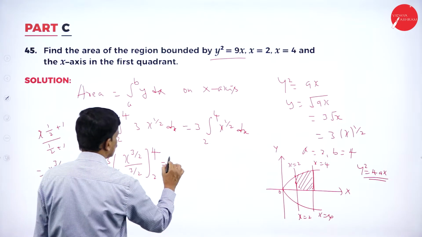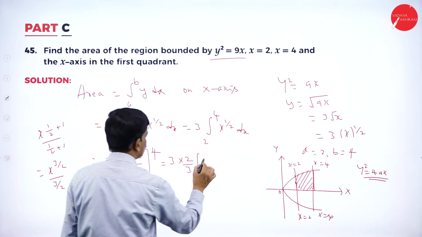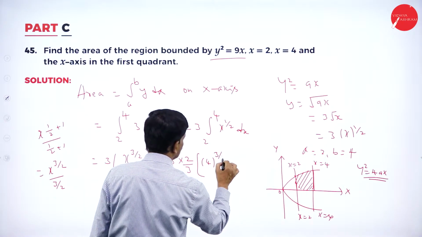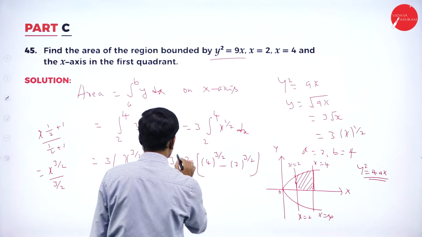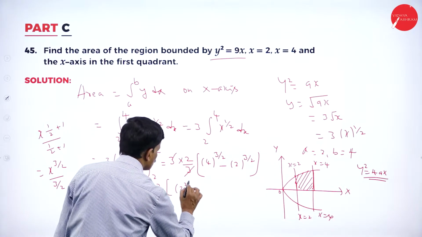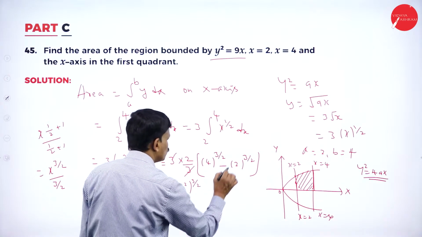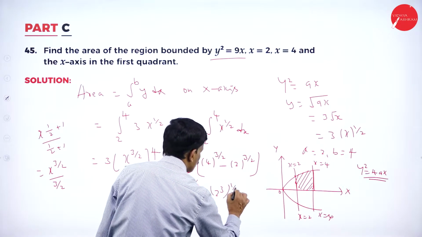So this can be done as 3 into, take this to the numerator, 2 by 3, apply the upper limit 4 to the power of 3 by 2 minus 2 to the power of 3 by 2. So 3 gets cancelled. This is 2 into 4 can be written as 2 square whole raised to 3 by 2 and minus 2 cube whole raised to 1 by 2.